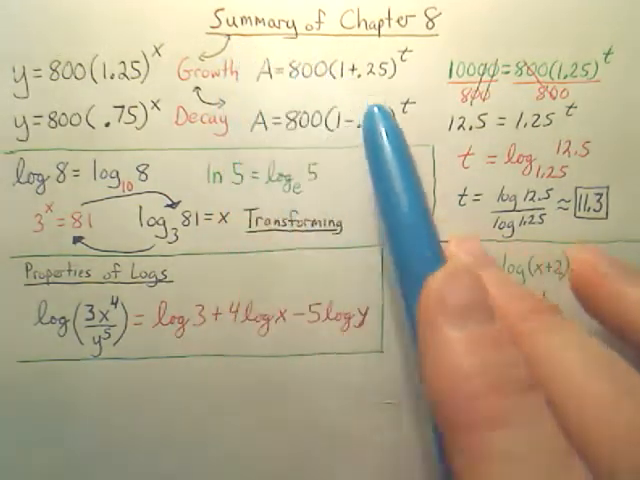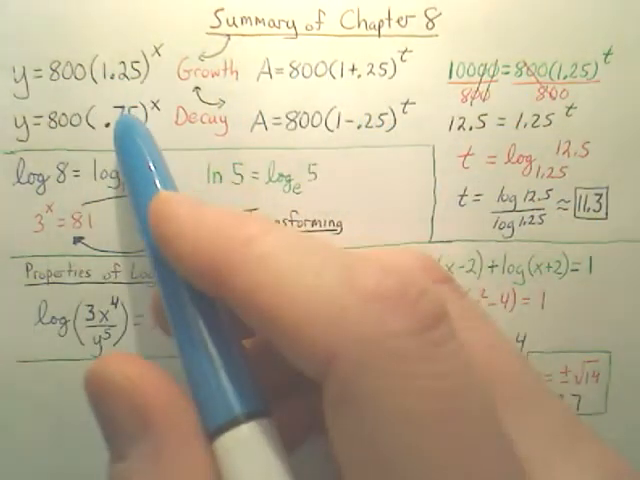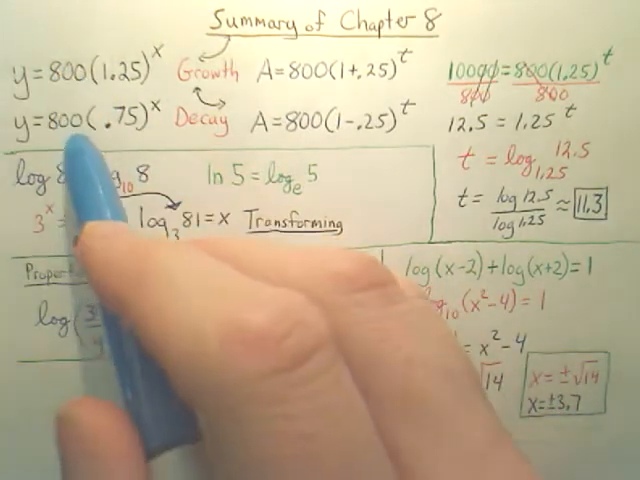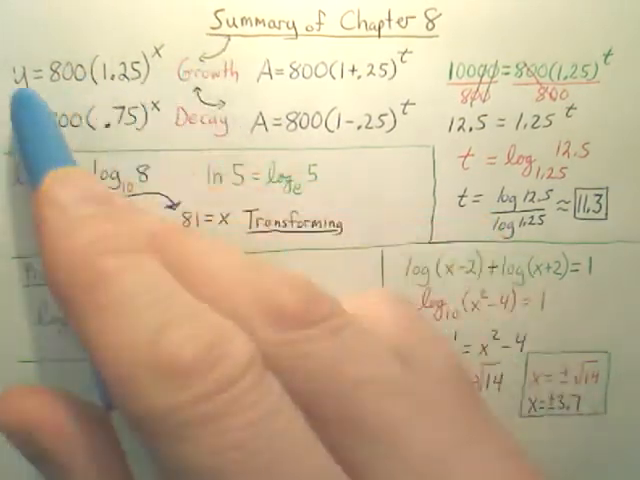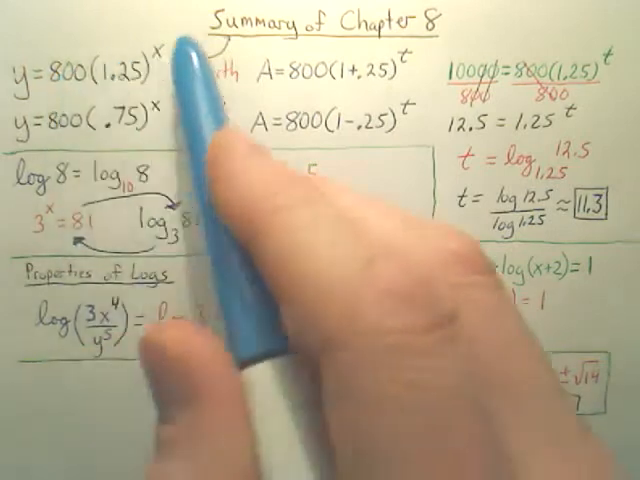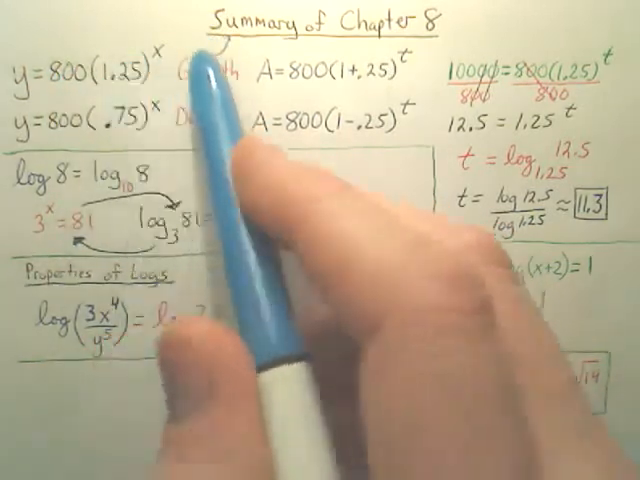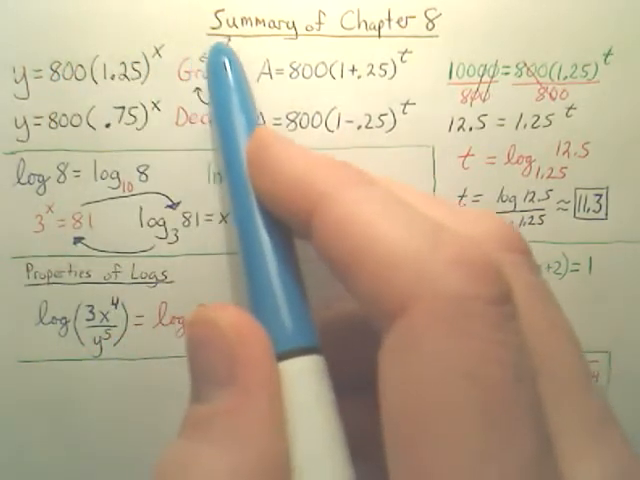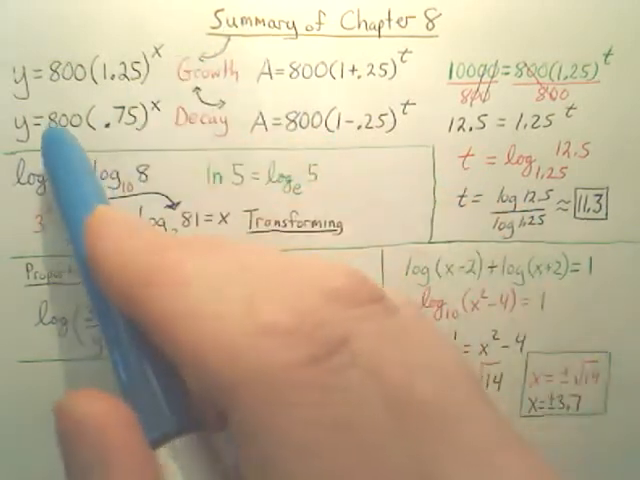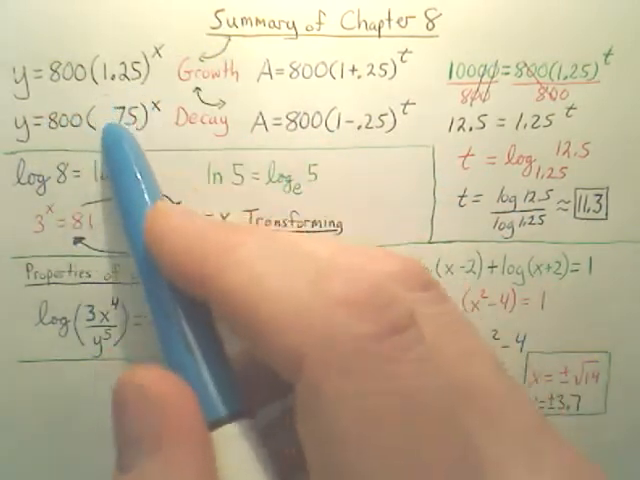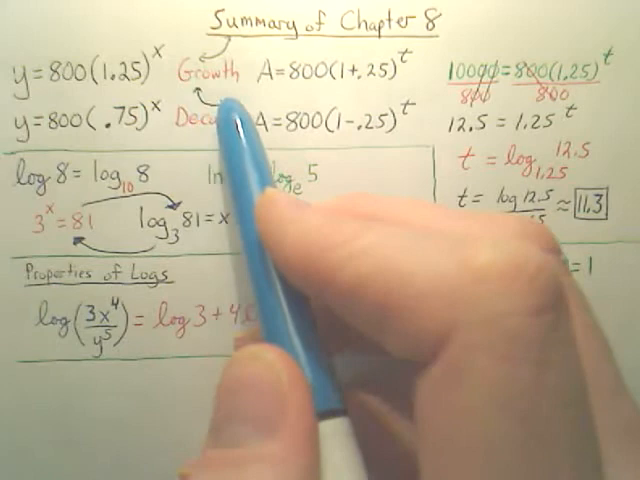To summarize Chapter 8, here we go. We started off Chapter 8 with exponential growth and decay functions. This function would begin at 800, and since it's greater than 1, it's increasing. It's growing. Where this one starts at 800, but it's less than 1, so it's decaying.